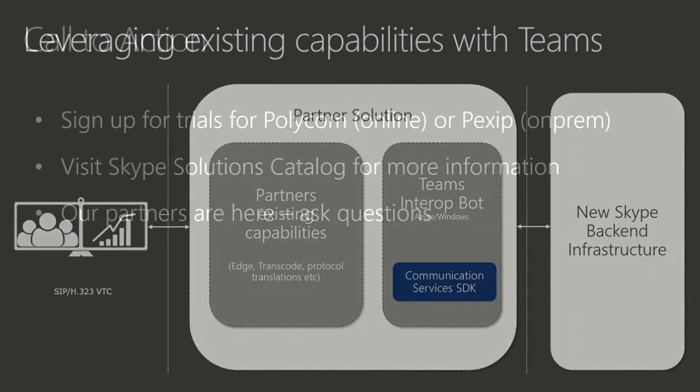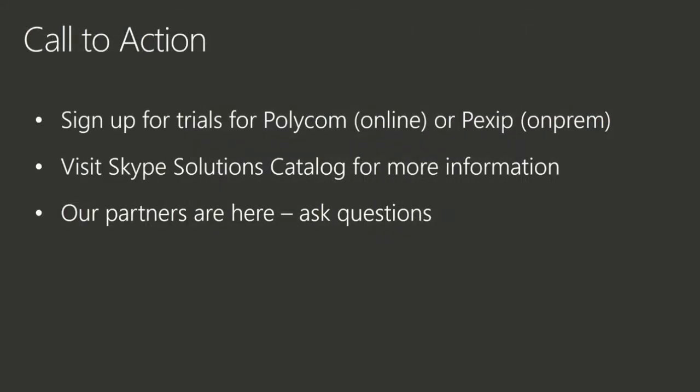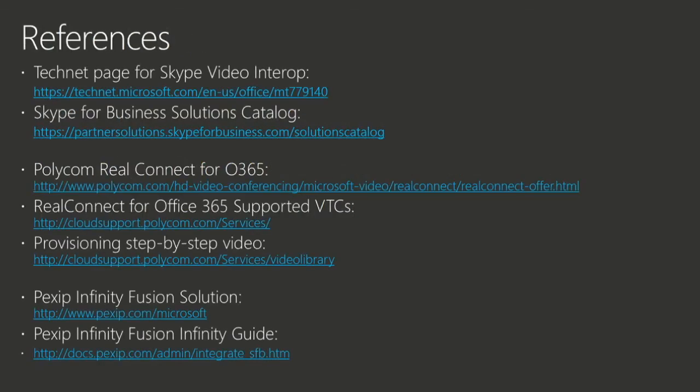So what next for you guys? Please sign up for trials. We have trials for Polycom as well as trials for Pexip if you are interested in Skype for Business Online or on-prem at the moment. And please do visit the Skype catalog solutions. We have all the references in our references section. And again, I mentioned this earlier, I'm going to mention this again. I have all 3 partners in the room, so feel free to ask them questions, and we are here as well. So just a reference page over here for you guys to take back and use as you see fit. And with that, I'm going to give it to Q&A.